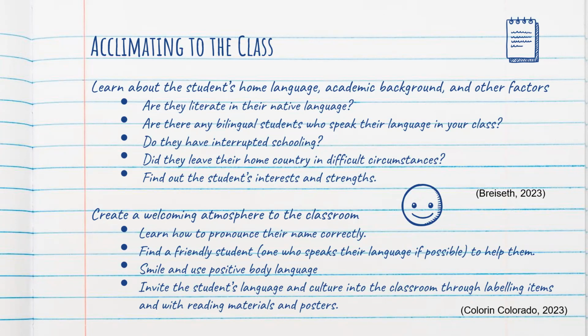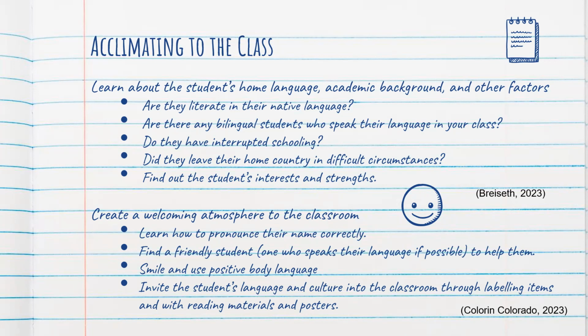And then find out the student's interests and strengths. So if the student is interested in soccer, or if they're good at math, or fabulous artists, find out these interests and use those interests. Find other students that are interested in the same thing. This will help create a welcoming environment for the new student.